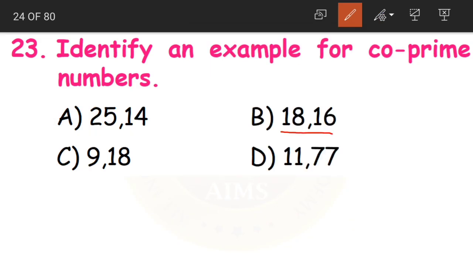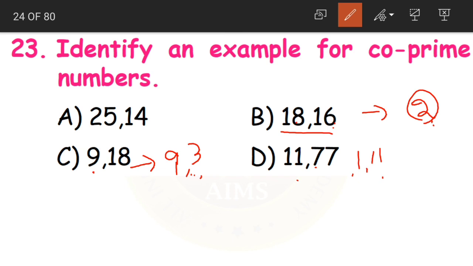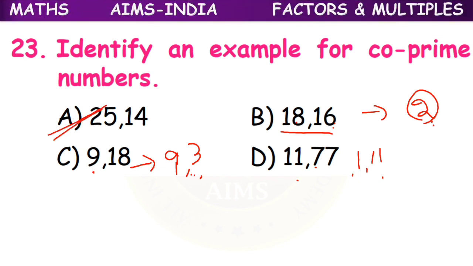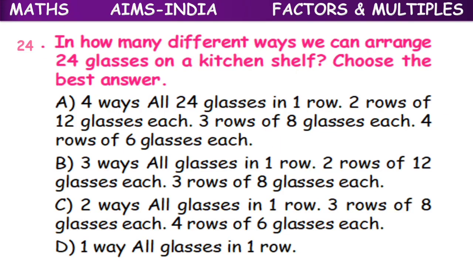If you look at the other options here, 16 and 18, they both share the common factor 2 as well. Here they both share common factors 3 and 9 also. Okay children, here 1 and 11 are the common factors. So only option A has 1 as the only common factor, so they become our co-prime numbers.